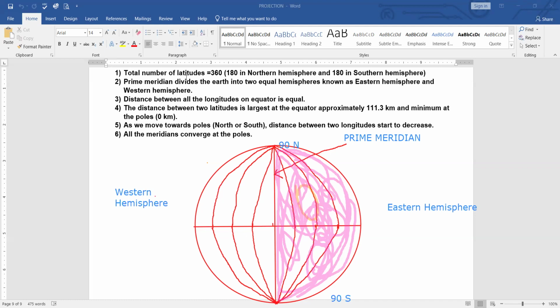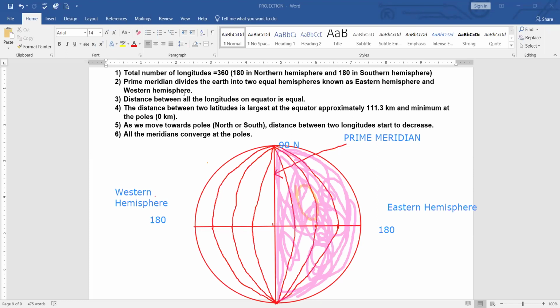See, total number of latitudes. Sorry, this is the total number of longitudes. This is a mistake here. These are the total number of longitudes. So total longitudes are 360, because this side we have got 180 longitudes. We have 180 longitudes on the eastern side and 180 on the western side. That's the total number of longitudes.